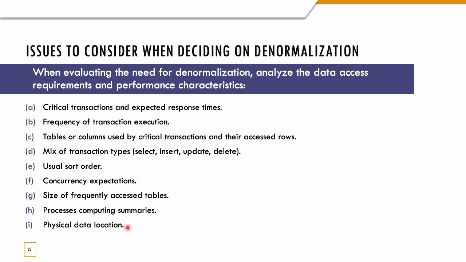And the last issue to be considered is about the physical data location. In distributed databases, consider the physical location of data as denormalization can reduce the need for cross location joins. It will enhance the performance in distributed environments. So, by evaluating these factors, it helps you to decide if the potential performance gains after the denormalization outweigh the additional storage and complexity it introduces.